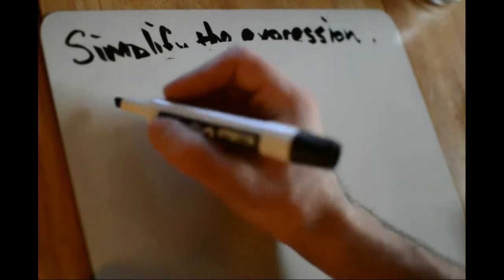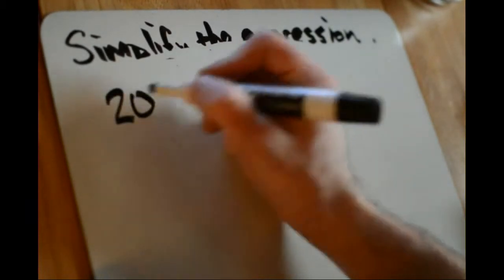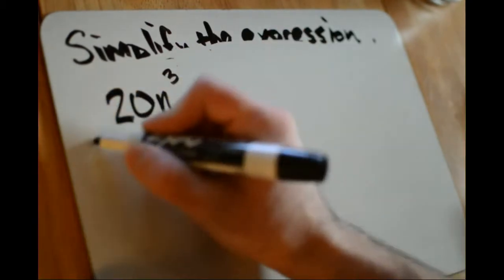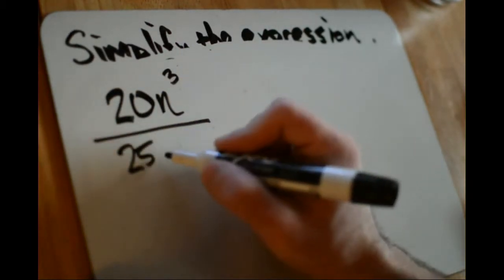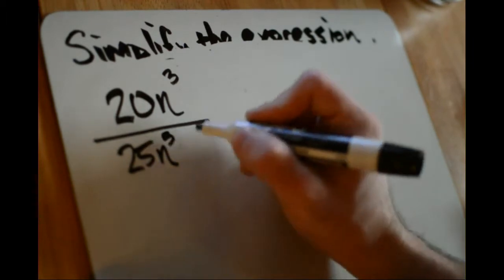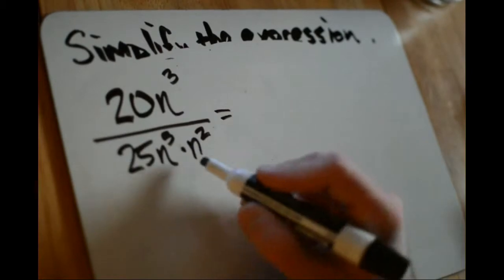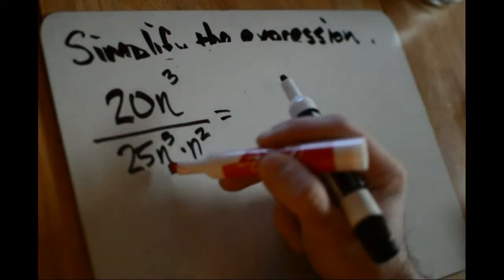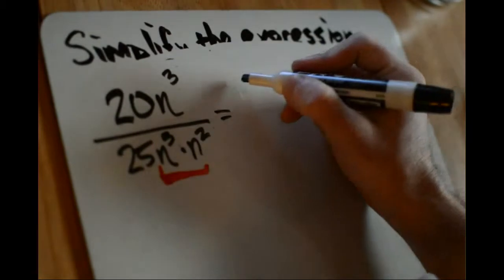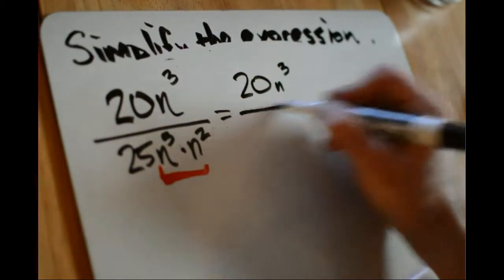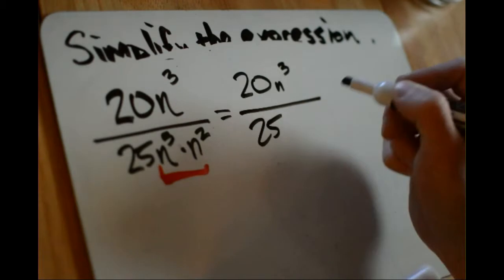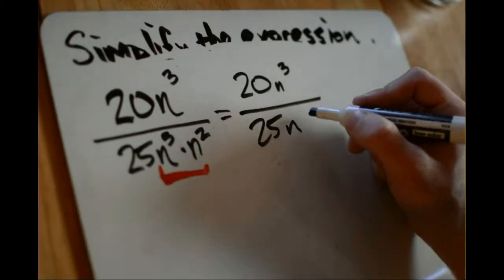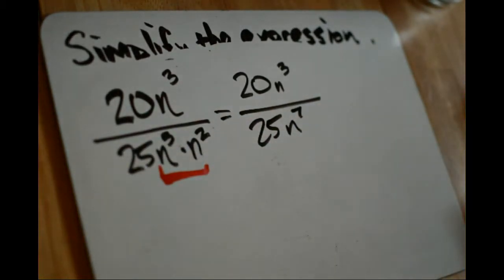So all of this simplified down to 2x squared. Let's take a look at one more here. Alright, so here we have 20n to the 3rd over 25n to the 5th times n squared. First thing we might want to do is condense these two n terms together in the denominator. So let's leave the 20n to the 3rd how it is, divided by 25n to the, well, we're multiplying those, so we'll add the exponents and get n to the 7th.